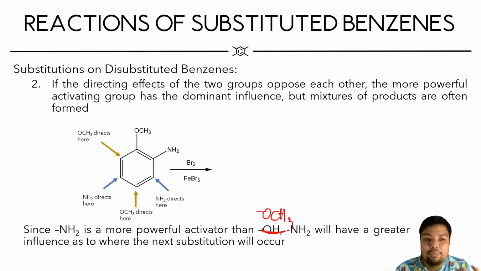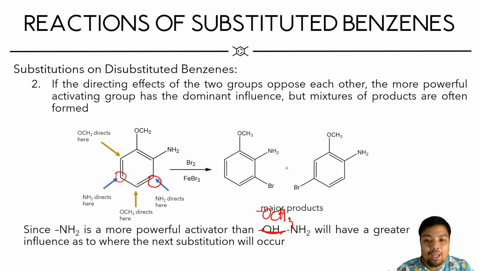So therefore, the amino group will have a greater influence as to where the next point of attachment will occur. In this case, the bromo group will attach at this carbon and this carbon respectively. Therefore, your major products will be two, wherein the bromo group will attach ortho with respect to the amino group, and the bromo group will attach para with respect to the amino group.